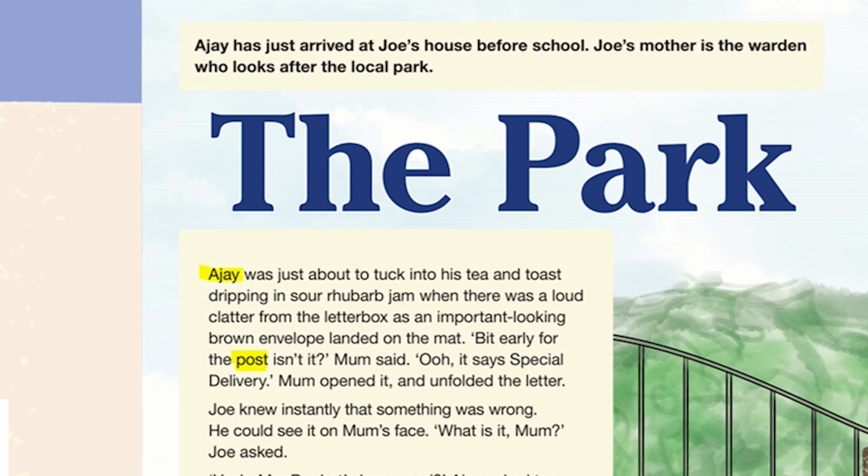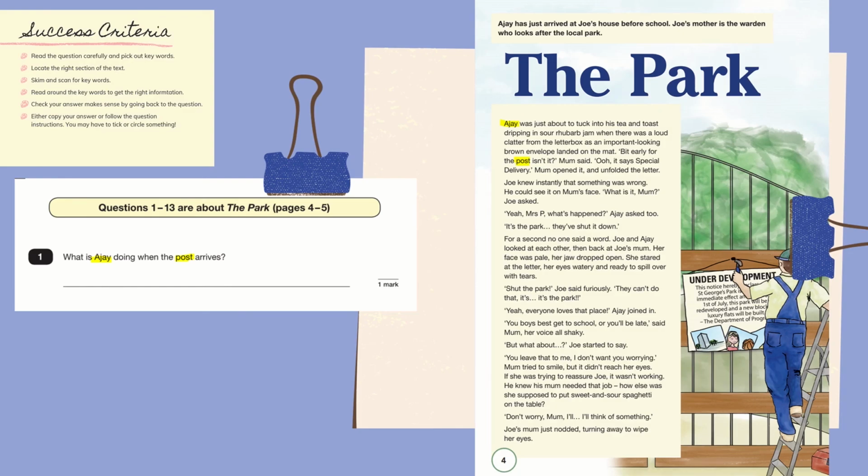AJ was just about to tuck into his tea and toast dripping in sour rhubarb jam when there was a loud clatter from the letterbox as an important looking brown envelope landed on the mat.